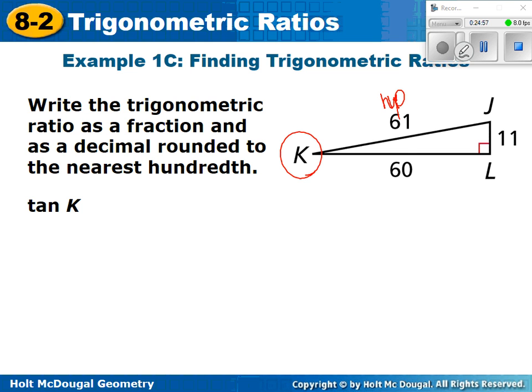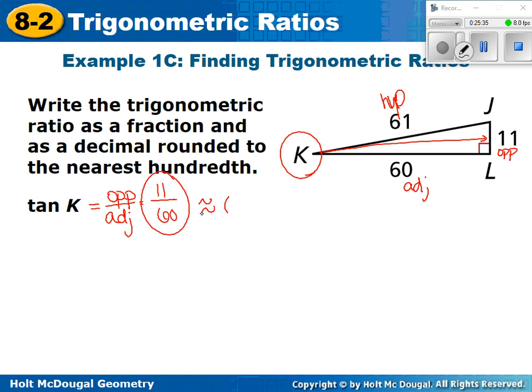So now what's the opposite of K? 11. And the adjacent is now 60. And again, the reason I label my hypotenuse first is because the hypotenuse is adjacent to K as well, but it's not called the adjacent because it's called the hypotenuse, okay? All right, so tangent, what is tangent equal to? What over what? Opposite over adjacent. So what's the opposite side? 11, and the adjacent? 60. Circle it. And then round it to the nearest hundredth. What do we get? 0.18.